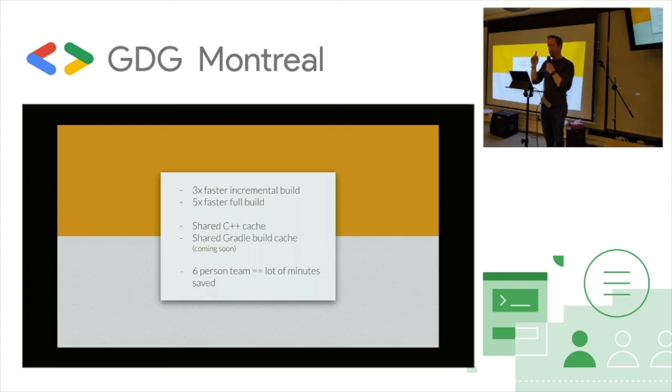The only thing that doesn't work yet is the Gradle build cache that I talked about earlier. Basically, right now only the C++ cache is shared with everybody that uses the server. The Java Gradle cache is not used yet. So we have a specific one per person. So we still get the benefit, but it's not shared with everybody.